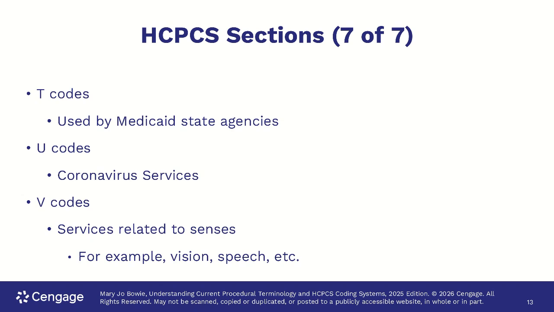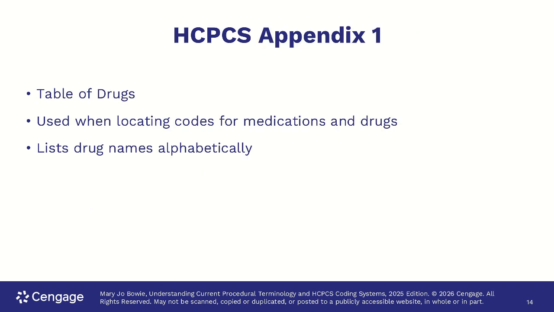All right, U codes are used to report other codes not found in HCPCS. Currently, the U codes contain codes that relate to COVID-19 diagnostic panel and infectious agent detection. Vision and hearing codes. All right. So, vision services are first, followed by the services related to hearing, and then speech and language pathology. And wow, that was a lot, right?